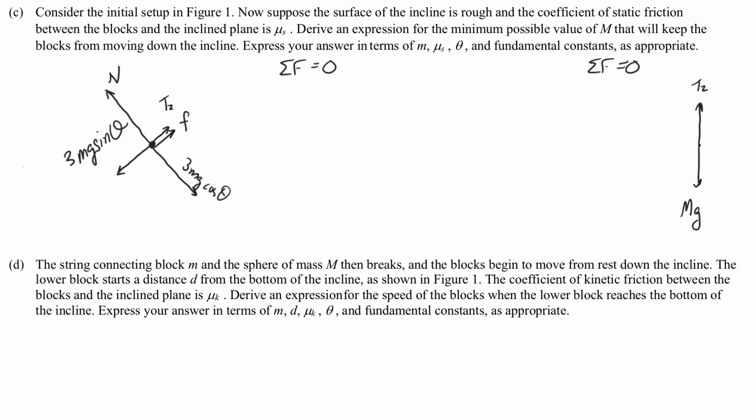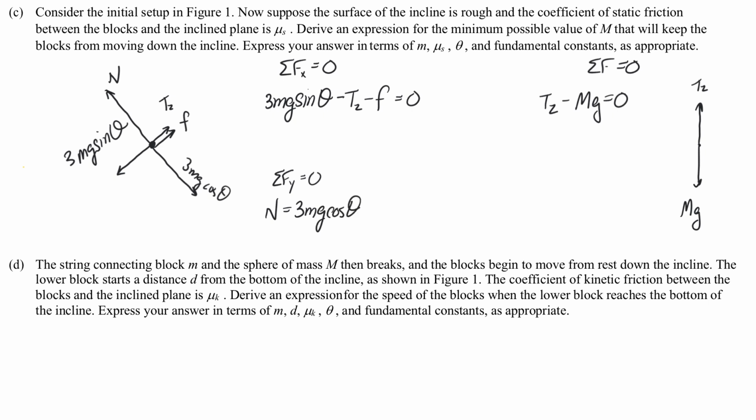Starting with net force in the x direction for the block on the ramp, I will have 3mg sine theta minus T2 minus friction equals 0. Any questions about where any of that came from? Alrighty. For the block that's hanging, T2 minus capital Mg also equals 0. And I should point out that the net force in the y direction for the ramp equals 0, and that gives us normal force equals 3mg cosine theta. Any questions there? Alrighty.